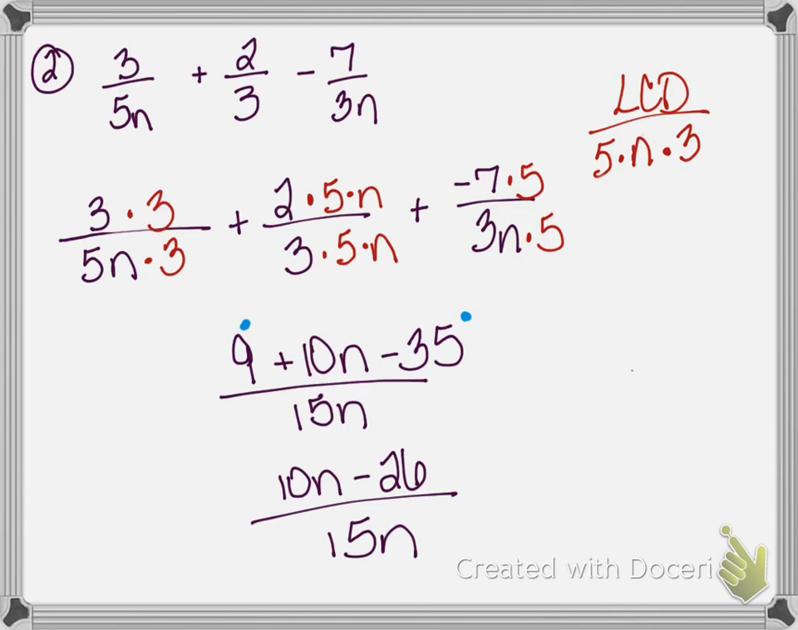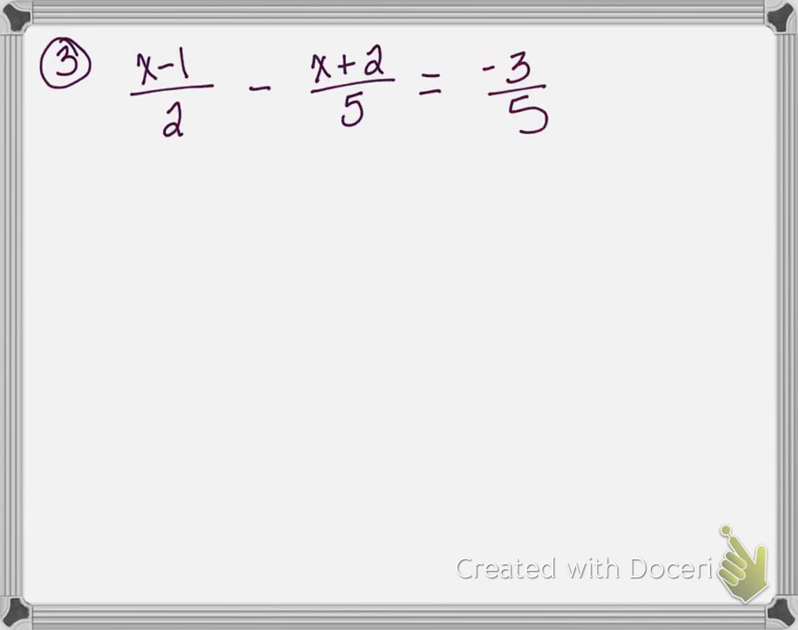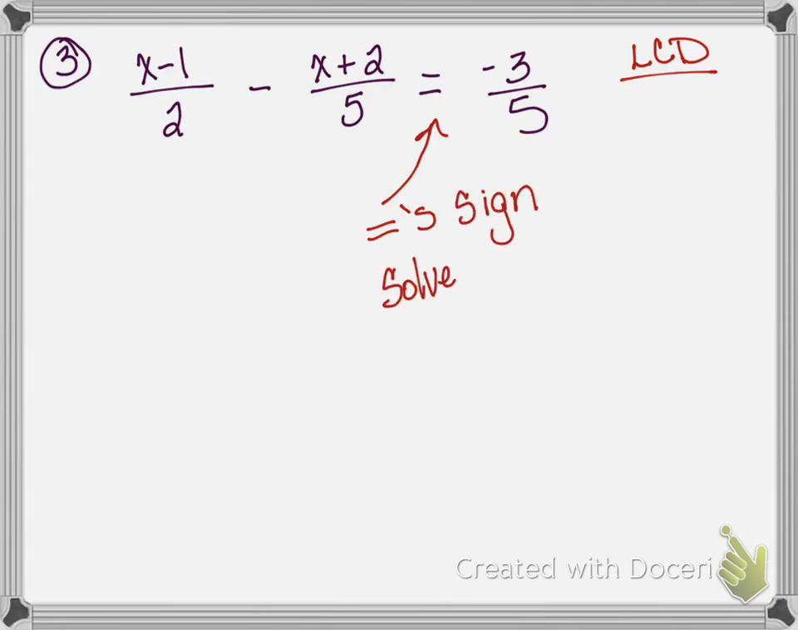Now we are moving into equations. We are still going to use the LCD, but we're going to use it in a different way. The reason that I know this is an equation is because it has an equal sign. Okay, that is the key indicator. And the directions for this will say solve. Okay, so we are not using the LCD in the same way that we did on our first two problems.